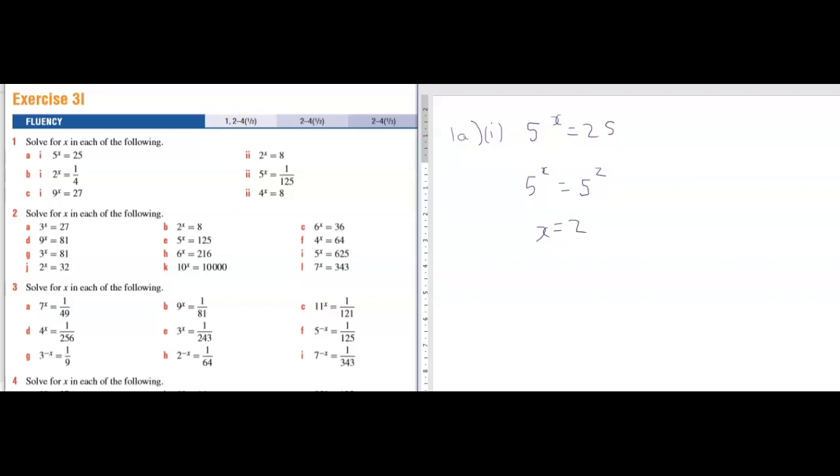All right, second one. We've got 2^x is equal to 8. Again, the bases have to be the same. The base for the left-hand side is 2, so we write 8 as a base 2. 2 to the power of what gives me 8? 2 to the power of 3. So now that your bases are the same, the powers have to be equal.